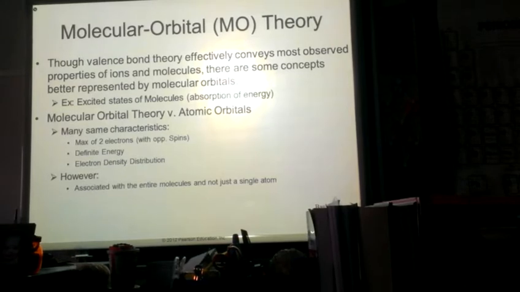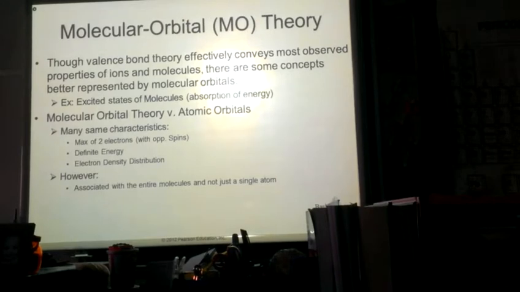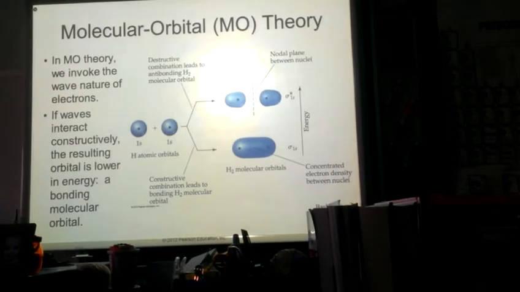But the things that are different between molecular orbital theory and atomic orbital theory is that in atomic orbitals, we really just think about one atom and how it overlaps with another atom. In molecular orbital theory, we're going to think about the entire molecule. So think about atomic orbitals as each individual piece, and then molecular orbital theory is going to be the big picture of that overall molecule.